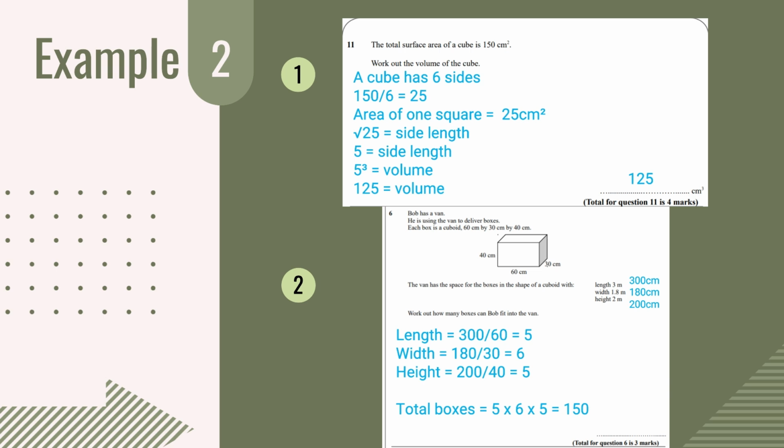So here, we then divide our big number by our small number to work out how many actual boxes would fit lengthwise, widthwise, and heightwise. So for our length, we do 300 divide by 60, which gives us 5. We do a width of 180 divide by 30, gives us 6, and do a height of 200 divide by 40, which gives us 5. So we can do 5 boxes lengthwise, 6 boxes widthwise, and a height of 5 boxes. So for our volume, we do 5 times 6 times 5, giving us the answer of 150. So the total boxes Bob can fit in his van is 150.